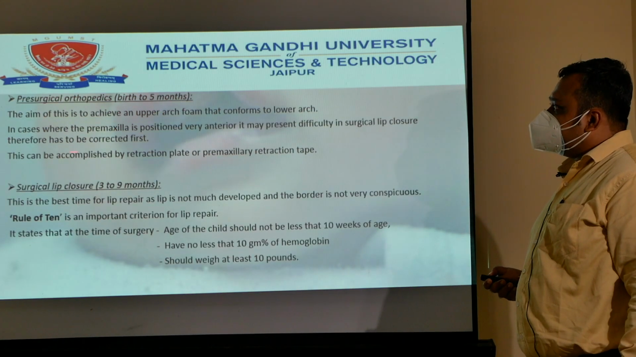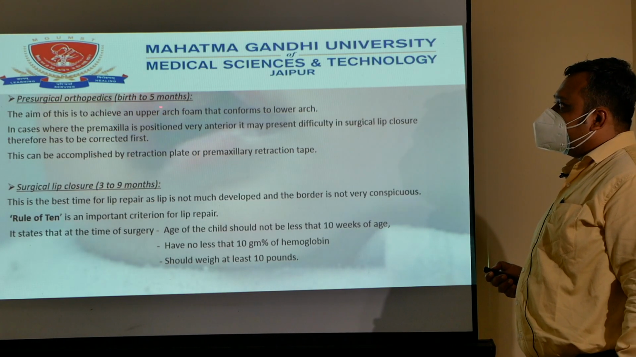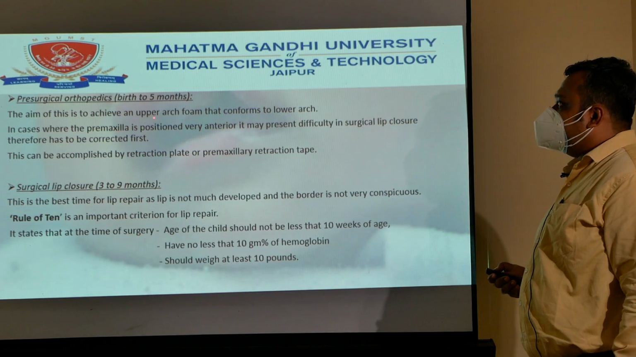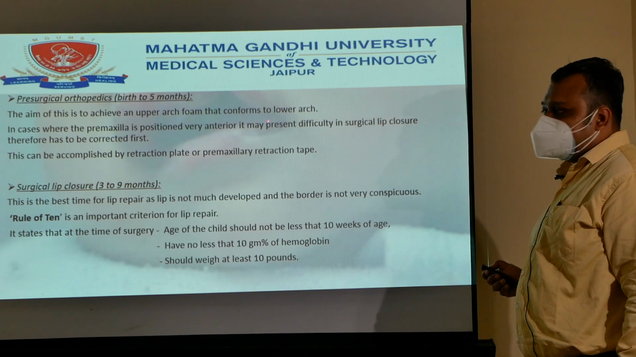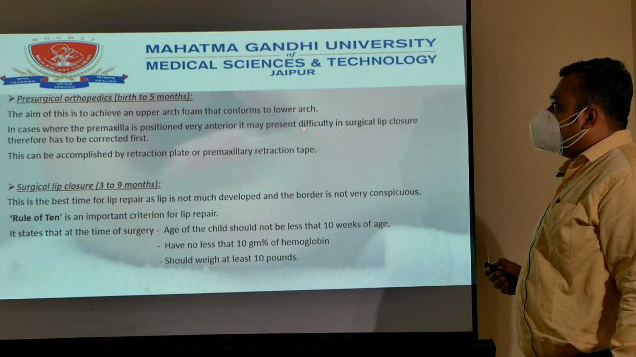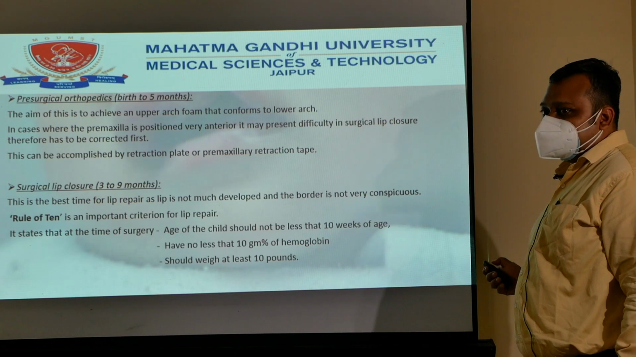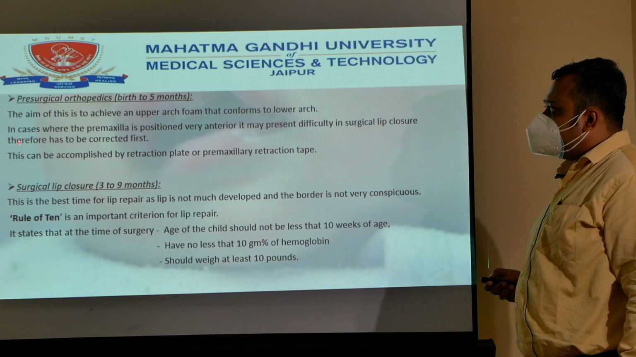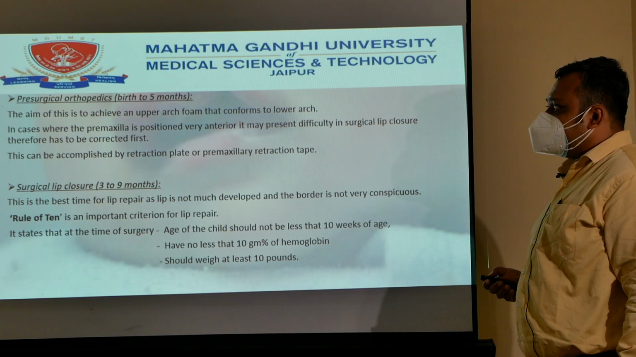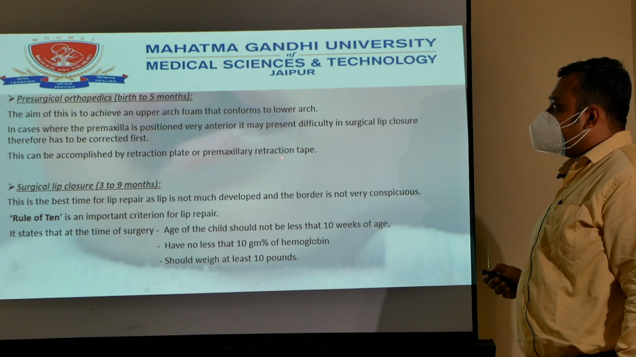The next stage is pre-surgical orthopedics, which is from birth to 5 months of age. The aim of this step is to achieve an upper arch which conforms to the lower arch. In cases where the premaxilla is positioned anteriorly, it may be difficult to do the surgical lip closure. Therefore, it has to be corrected first by pre-surgical orthopedics, and it is done by a retraction plate or premaxillary retraction tape.